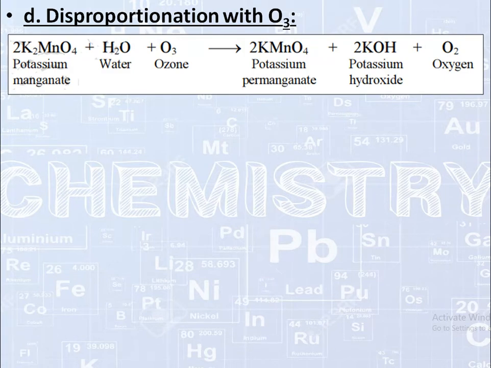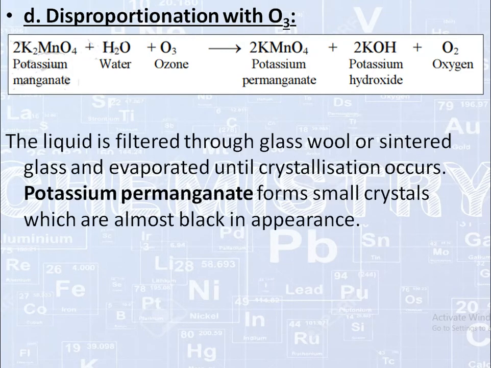Then the liquid which we get after these chemical oxidation reactions is filtered and we get the final potassium permanganate. So the liquid is filtered through glass wool or sintered glass and evaporated until crystallization occurs. So potassium permanganate forms small crystals which are almost black in appearance, or violet or purple color.